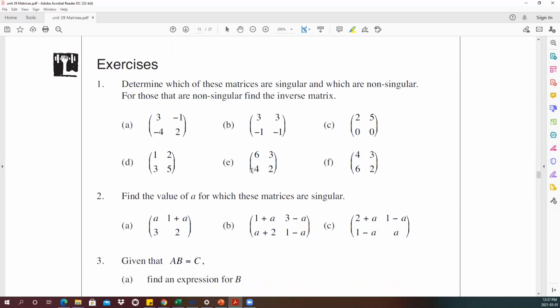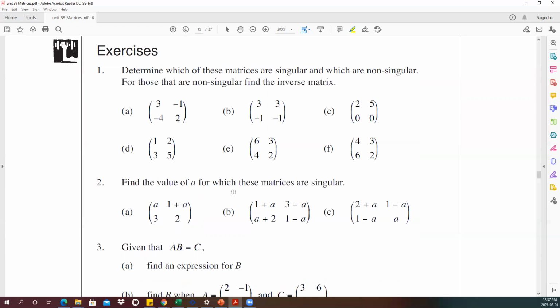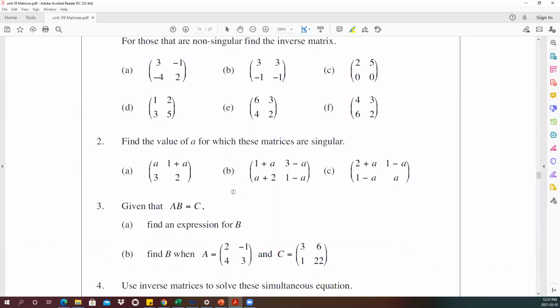Now, I'm seeing something that looks interesting. This one looks very interesting, right? It looks too interesting though. Let us see if we can actually do it. Putting myself under some pressure, right? Let's see. Find the value of A for which these matrices are singular. So we attempt this one.